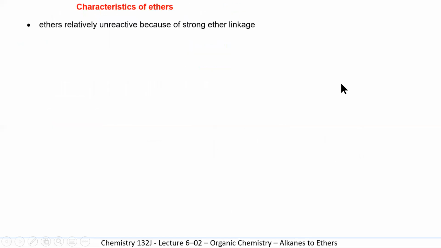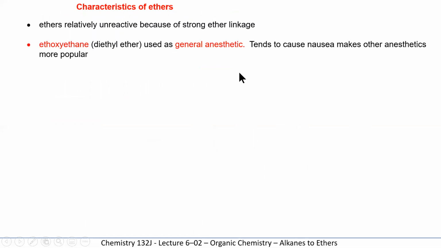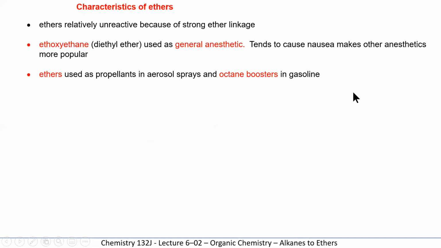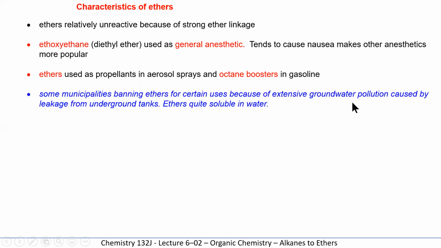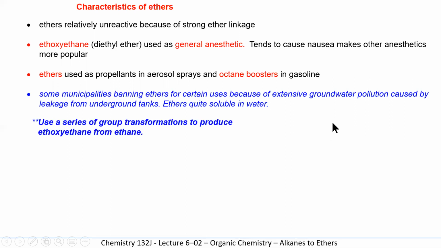Now, characteristics of ethers. They are relatively unreactive because that linkage is quite strong. They can be used as anesthetics. I know when I got my tonsils out as a young boy, I was given ether and I was very sick the next day, which is why we've replaced that as an anesthetic for the most part. We can also use ethers as propellants in aerosol sprays, and they sometimes use them to get old farm equipment going. You spray ether into the engine and it combusts very vigorously when you can't get the gasoline to start. Ethers are also a problem for pollution because they're quite soluble in water. They can contaminate our groundwater.